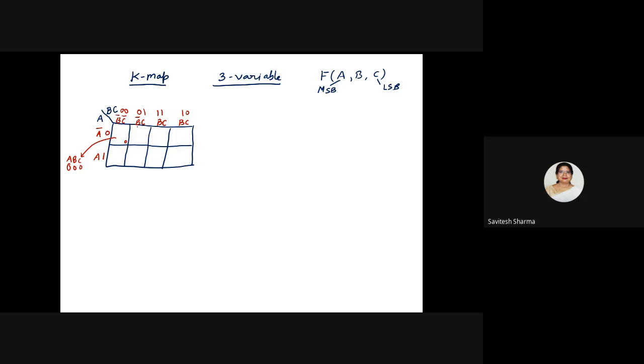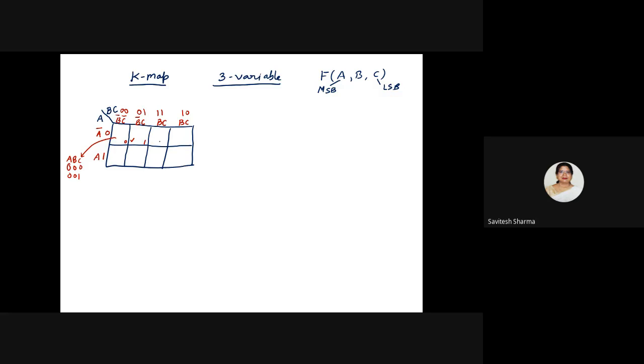Okay, and next you will see the intersection. Now I am looking at this cell. What is A here? A is 0. BC is 0 1. So what is the decimal equivalent? It is 1. So you will write the decimal equivalent in the corner.